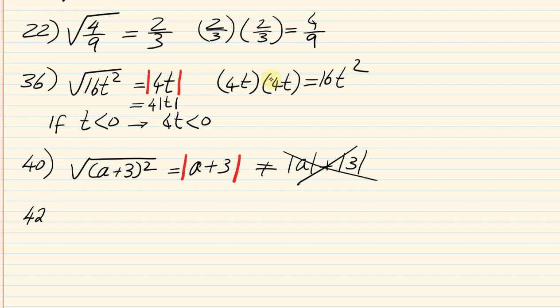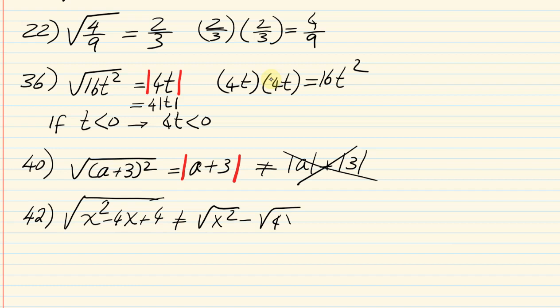Now for something like number 42, we have the square root of x squared minus 4x plus 4. For this one, I'm not allowed to take individual square roots with addition and subtraction. Here's what I mean. You cannot do this if that's what you were thinking. There's no property of radicals that will allow us to do that.